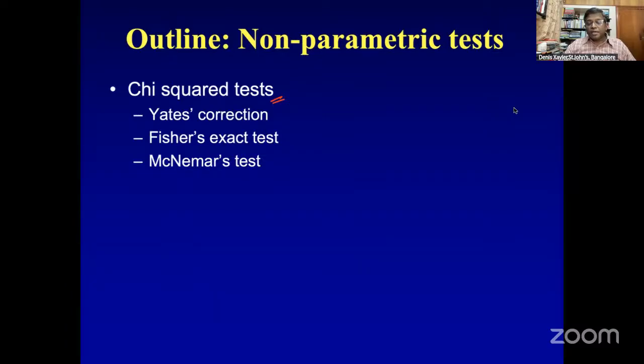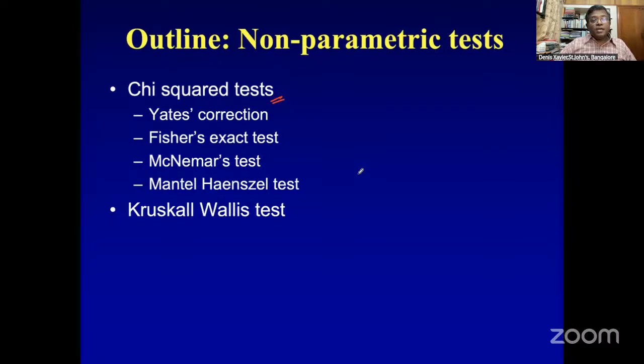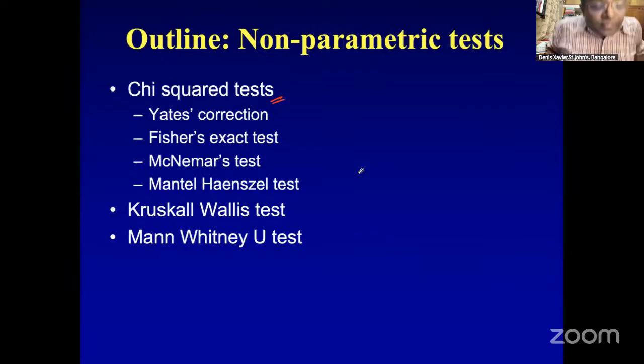As Dr. Arvind mentioned in his opening remarks, what I will try my best to do is to keep this as simple as possible. And the fourth type of chi-square test is the MH test, or the Mantel-Haenszel test. Then we'll do the Kruskal-Wallis test, the Mann-Whitney U test as well. So these are the tests that we will do for today.